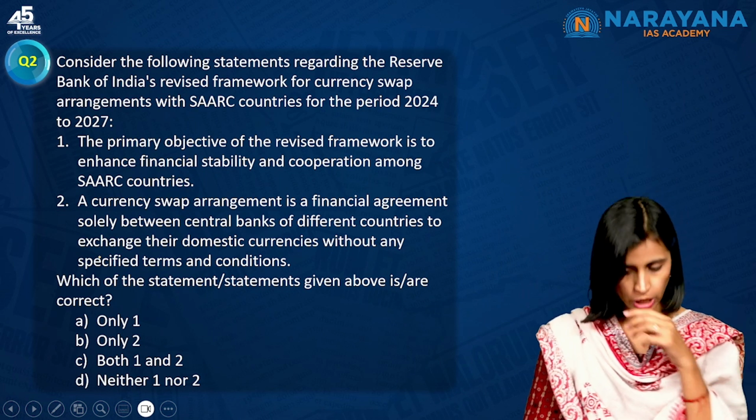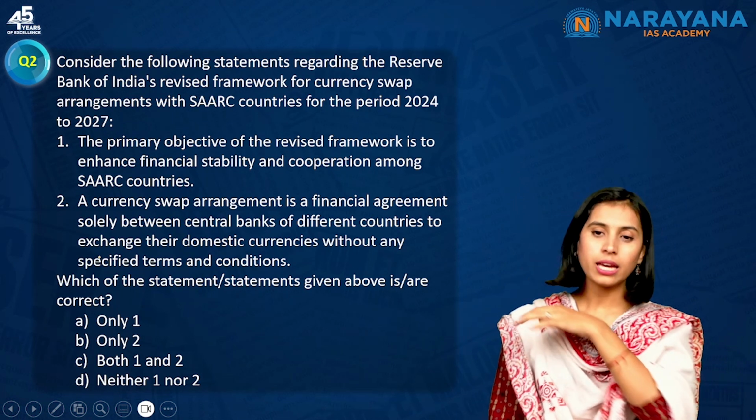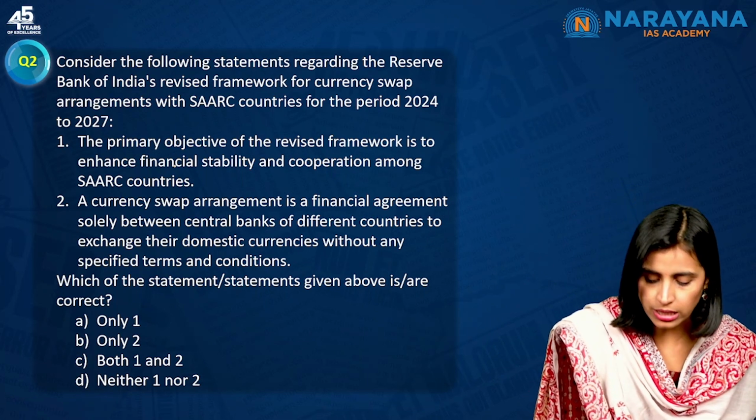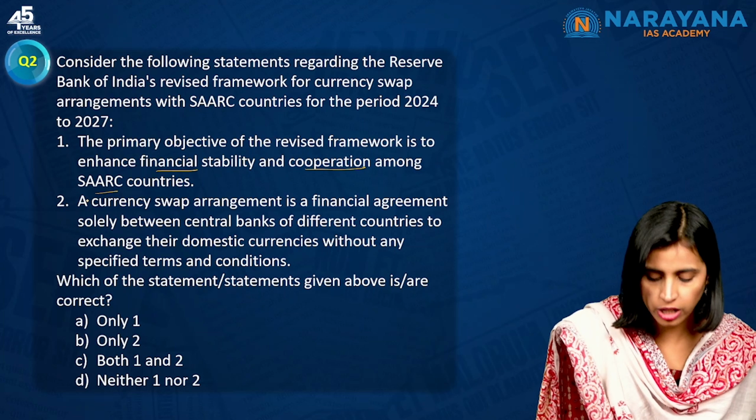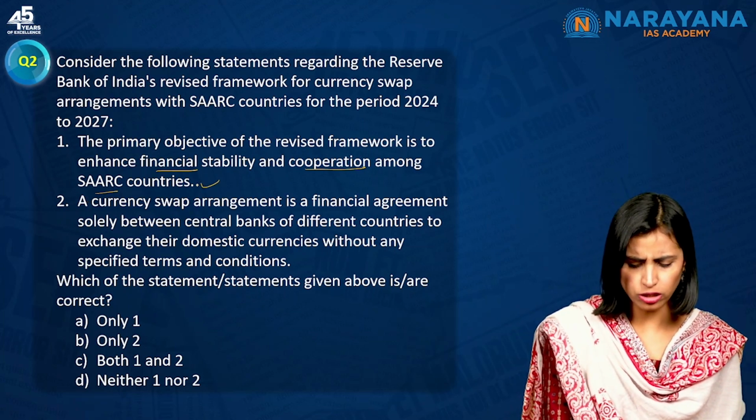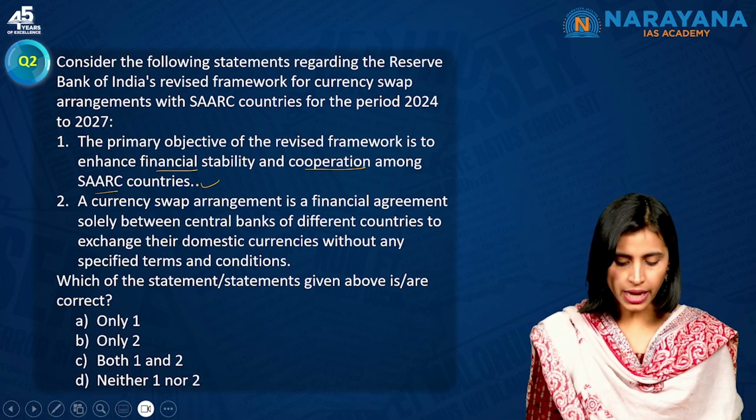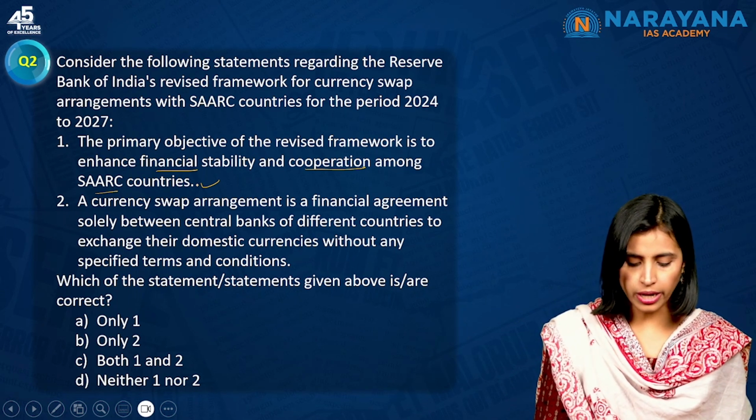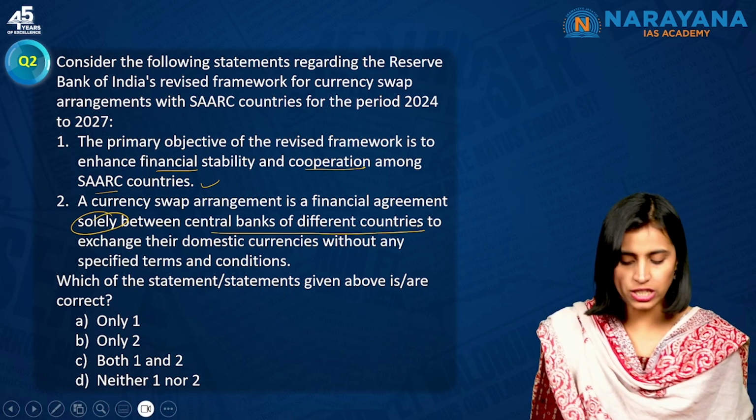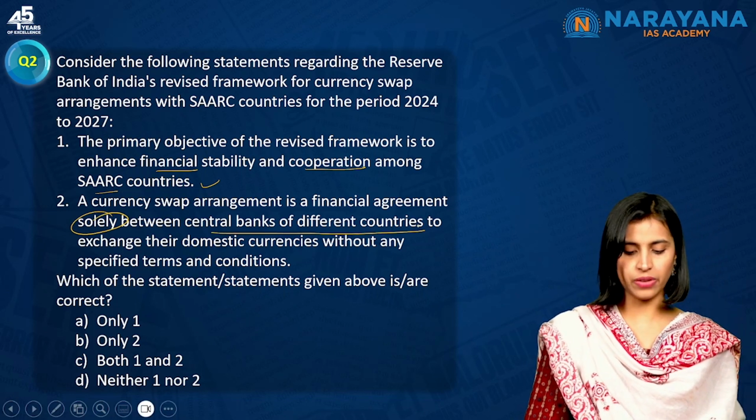Consider the following statements regarding RBI's revised framework for currency swap arrangement with the SAARC countries for the period 2024 to 2027. The first statement says that the primary objective of the revised framework is to enhance financial stability and cooperation amongst SAARC countries. It is a very general statement, and general statements are generally true, and it's actually true in the true sense as well. Second, the currency swap agreement is a financial agreement solely between the central banks of different countries to exchange domestic currencies without specified terms and conditions.